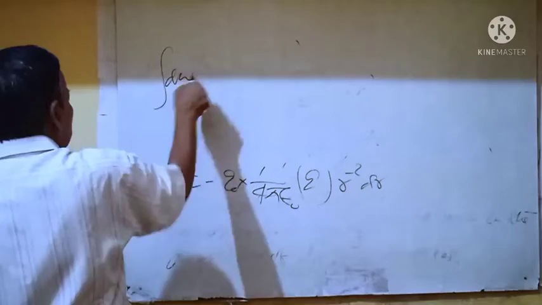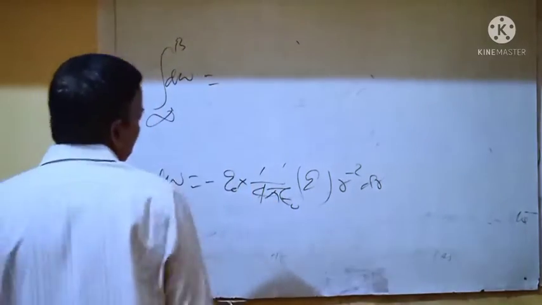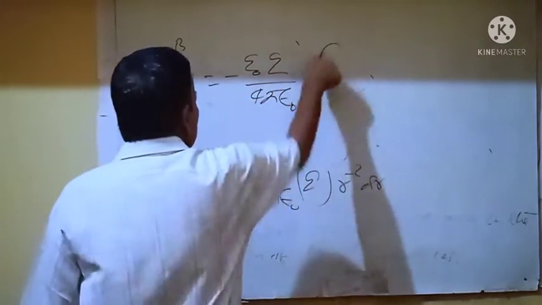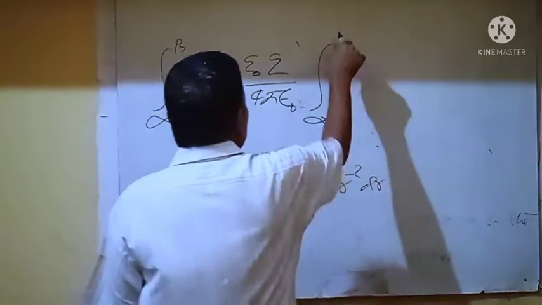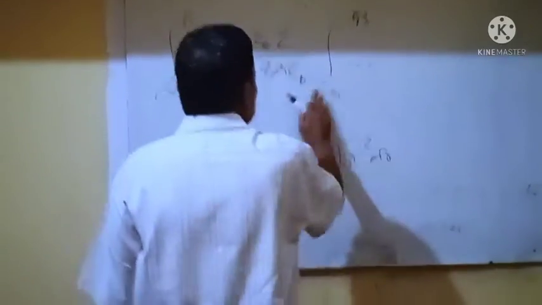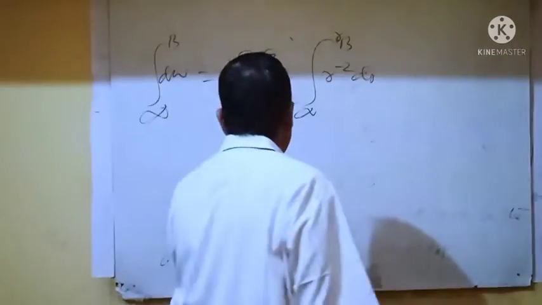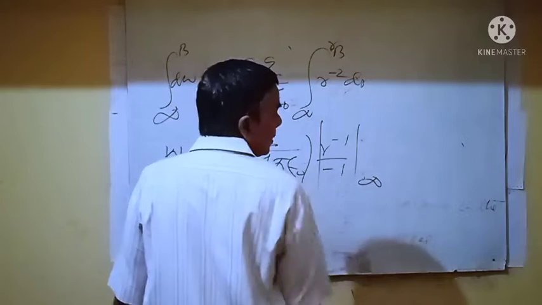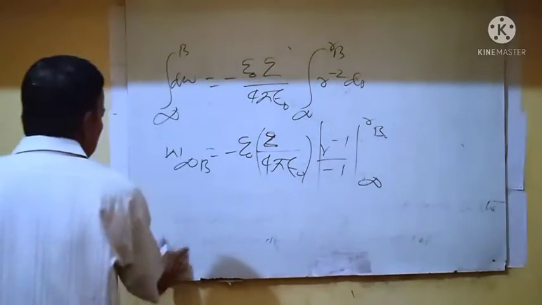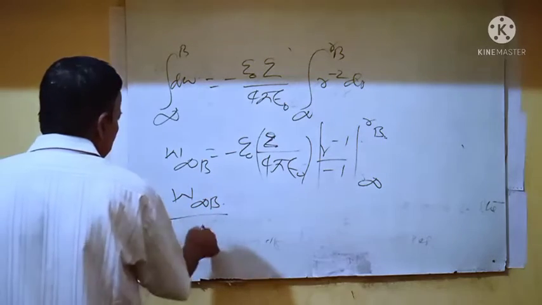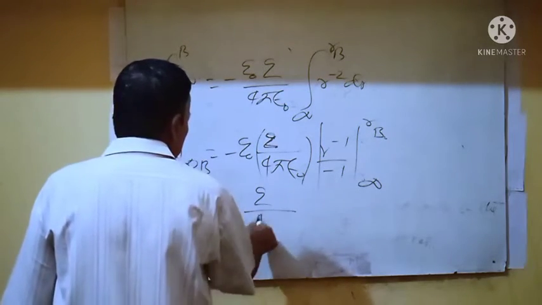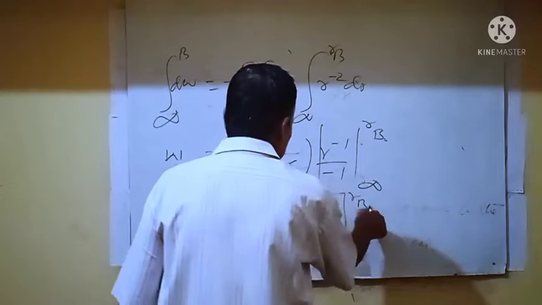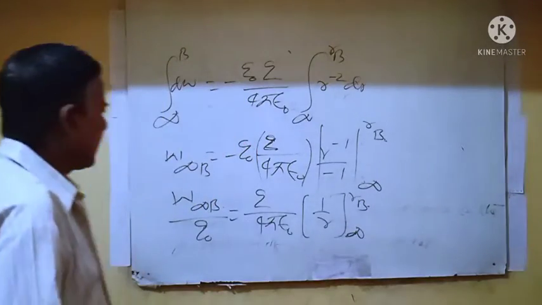Integration of dW to B is equal to minus Q naught into Q by 4 pi epsilon naught integral from infinity to rB of r to the power minus 2 into dr. That is WB by Q naught is equal to Q by 4 pi epsilon naught times 1 by r, from infinity to rB.